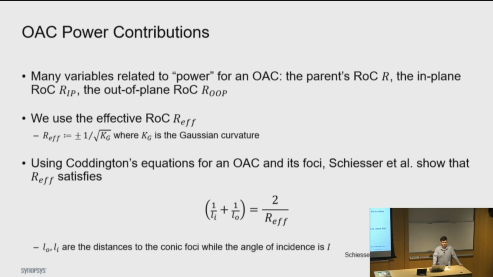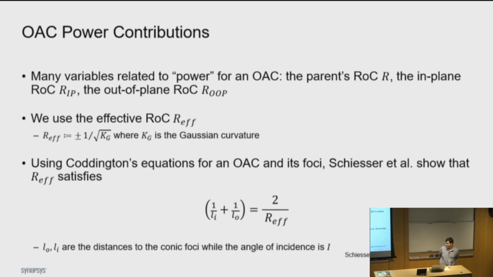Instead, we're going to be using the effective curvature, which sort of is the multiplicative average of the in-plane and out-of-plane radii of curvature. In a mathematical sense, the effective curvature is defined as 1 over the signed square root of the Gaussian curvature. And the reason that we're going to use this is because if you take this effective curvature and you plug it into Coddington's equations for an off-axis conic and its foci, then what you get, or what Schieser et al. showed, is that the effective curvature satisfies this equation here.